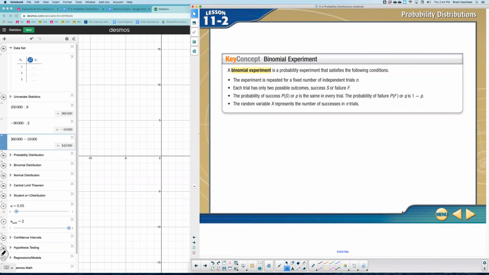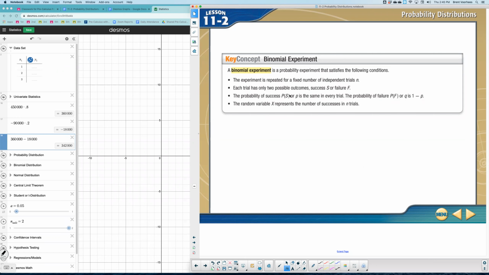Now we're going to look at binomial experiments. You might remember binomials from lesson 10.5. A binomial experiment is a probability that satisfies the following conditions. Basically, there's only a true or a false, or two possibilities. Okay, so there's only two possible outcomes. There's a fixed number of times we perform the trials.